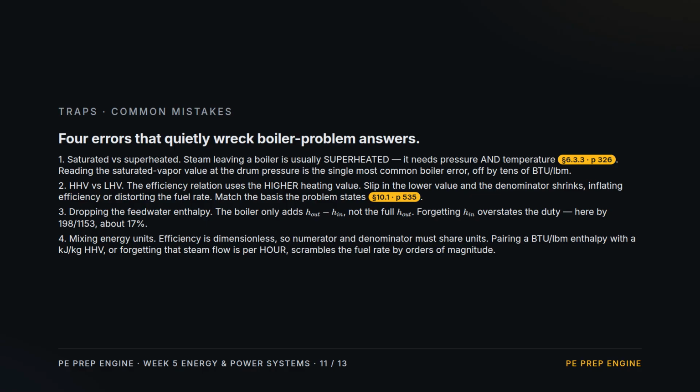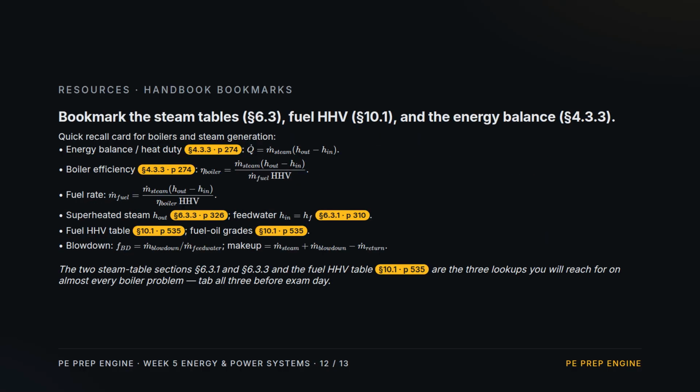4 traps. 1. Saturated versus superheated. Boiler steam is usually superheated, needs 2 properties, and grabbing the saturated value is the classic error. 2. Higher versus lower heating value. The efficiency relation uses the higher value, so match the basis. 3. Dropping the feedwater enthalpy. The boiler adds only the difference, H out minus H in, not the full H out. Forget it, and you overstate the duty by about 17%. 4. Mixing energy units. Efficiency is dimensionless, so keep top and bottom in the same units, and remember the steam flow is per hour.